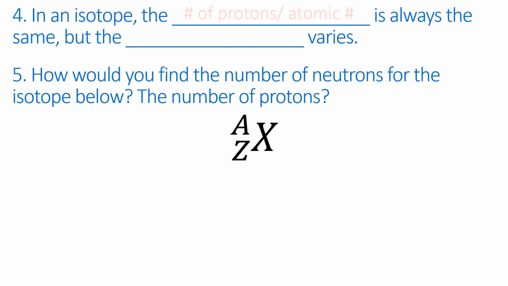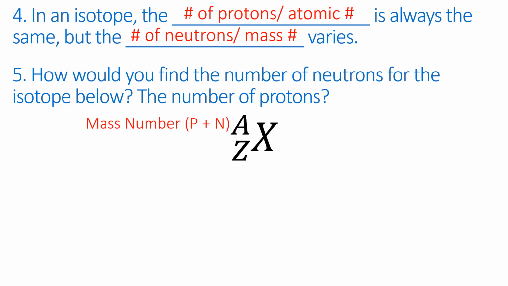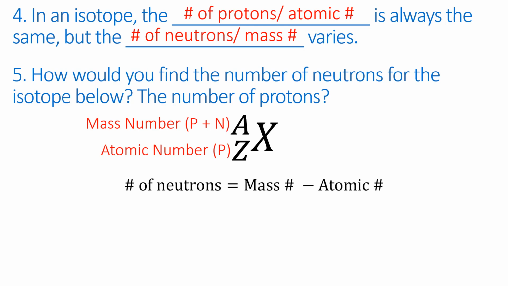In an isotope, the number of protons, the atomic number, is always the same, but the number of neutrons, and so the mass number, also varies. So given the isotope here in number 5, how would we determine the number of neutrons and the number of protons? So first, the top number is the mass number, which is the sum of protons and neutrons. The bottom number is just protons. So if you subtract the two, you can get how many neutrons there are. To get the number of protons, you just simply look at the atomic number which is given to you.